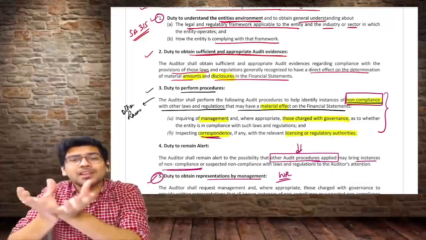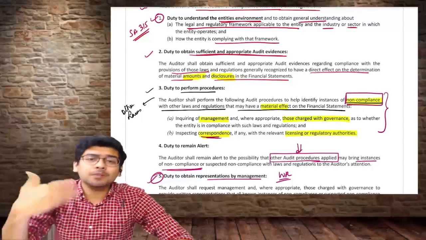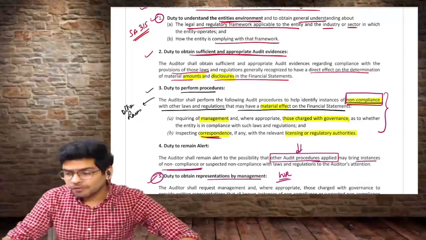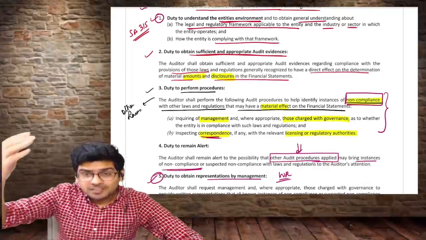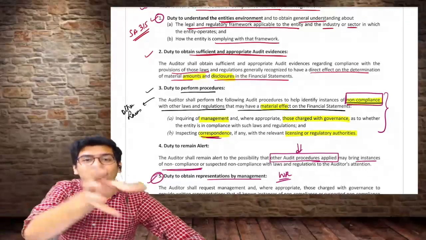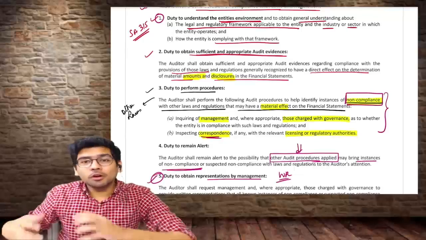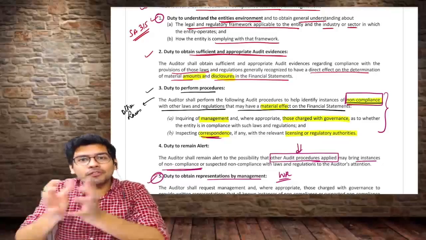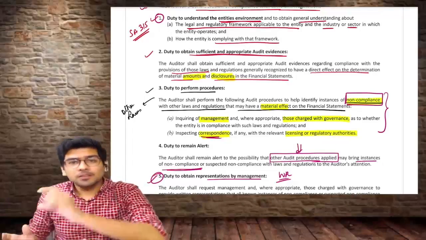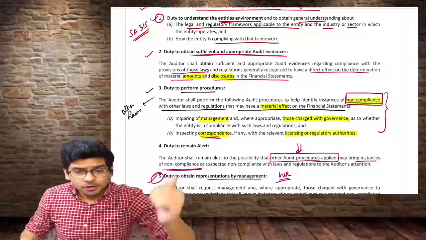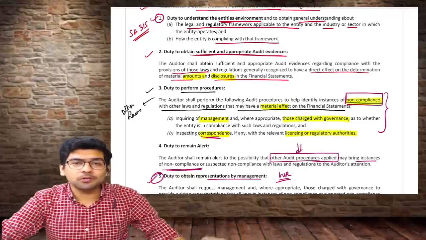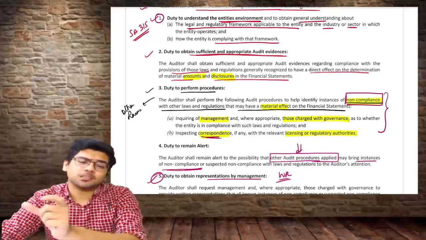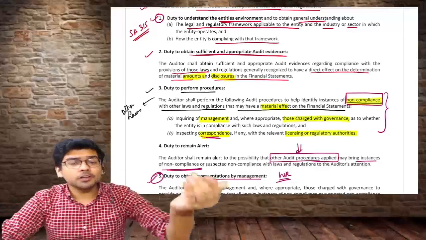And what can be the material effect? I already told you. It can be in the form of penalty, the company shutting down, or cancellation of license, and all this will have an impact on the financial statement. If you are on the verge of shutting down because of a violation of law, don't you think this should be in our financials and audit report? Yes, because going concern is no longer appropriate. The management should bring this aspect into the financial statements, and the auditor should report it.